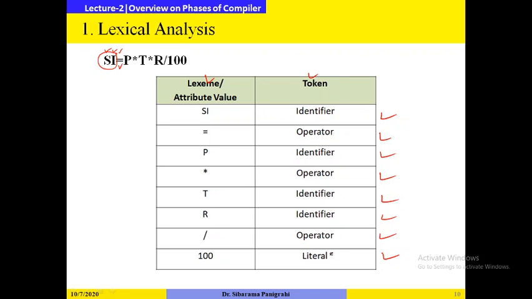In lexical analysis, it scans character by character from the source program and groups the characters into meaningful sequences called lexemes. Then it checks whether that lexeme is a valid token or not. If it is not a valid token, the error handler will generate an error so that the programmer can take corrective actions. If it is a valid token, then it will produce a pair in the form of lexeme and token.